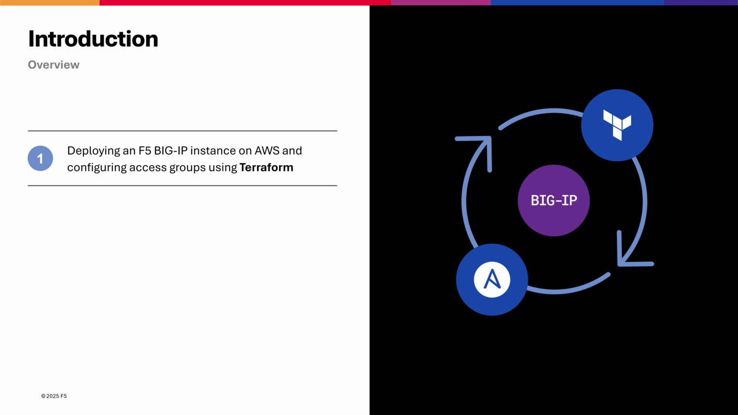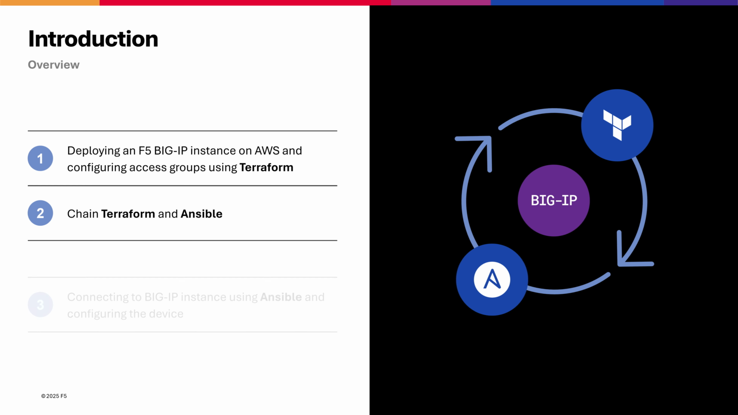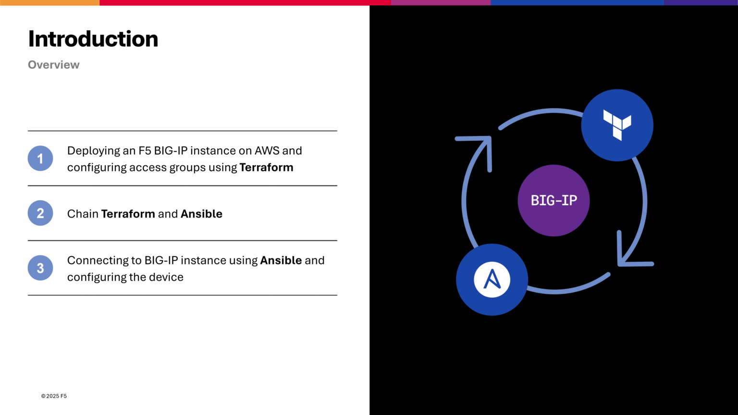Our setup uses Terraform to deploy an F5 Big IP instance on AWS and configure all necessary security groups for access. Then it outputs the public IP of the instance for use by Ansible. Ansible then connects to the Big IP instance using HTTP API over the management IP and configures the device by creating a pool with round-robin load balancing, assigning pool members with specific IP addresses and ports, and setting up a virtual server that listens on port 80 and applies HTTP and TCP profiles.